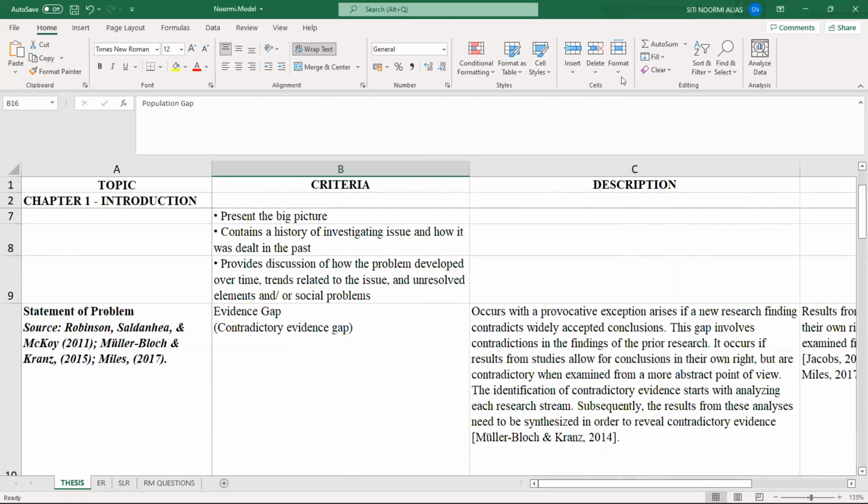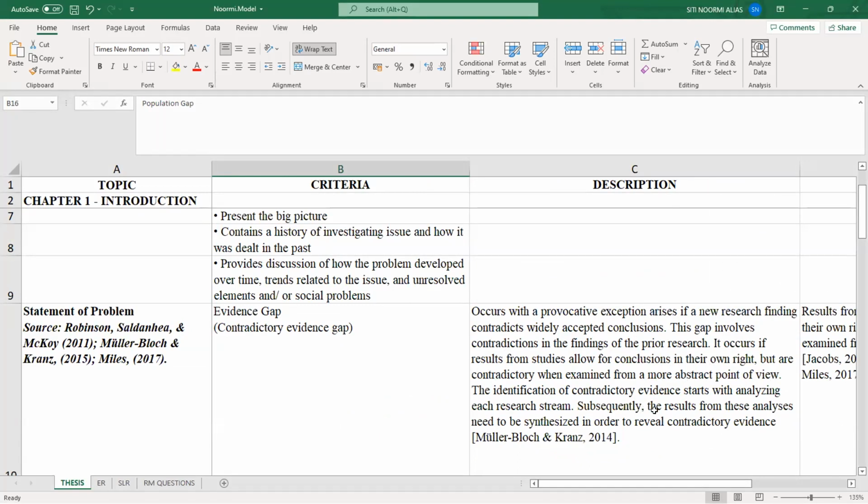This is a little bit of explanation lah. So apa dia evidence gap? So evidence gap ni occurs with a provocative exception arises if a new research finding contradicts a widely accepted conclusion. Ini sama macam saya sebut tadi. So this gap involves contradictions in the findings of the prior research. It occurs if results from studies allow for conclusions in their own right, but are contradictory when examined from a more abstract point of view.